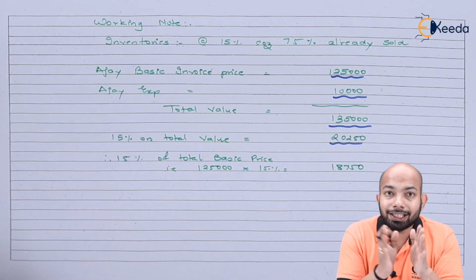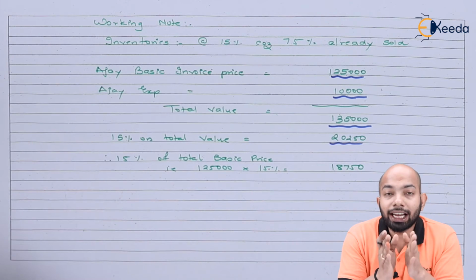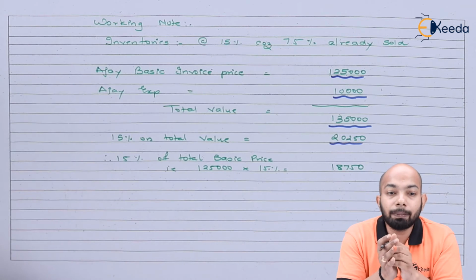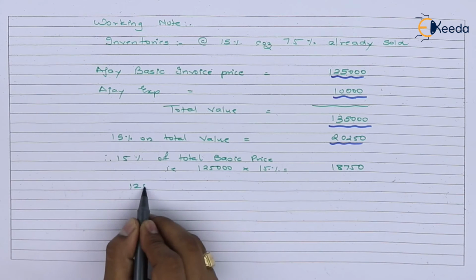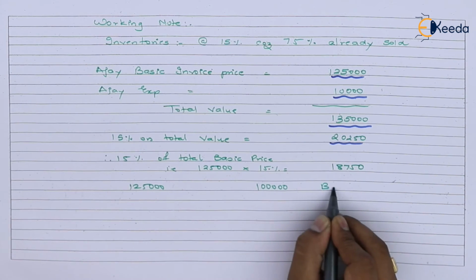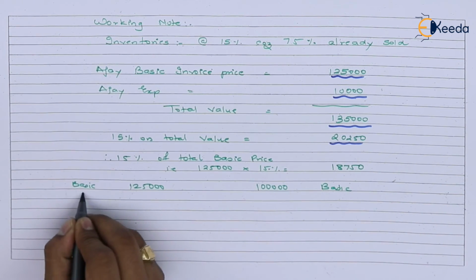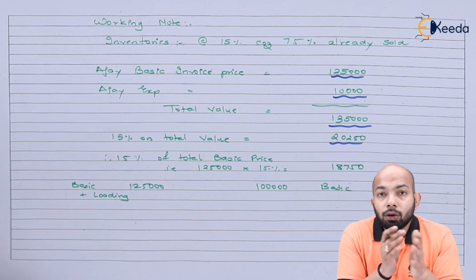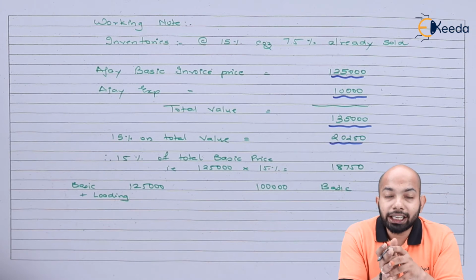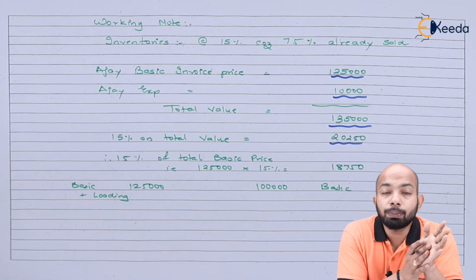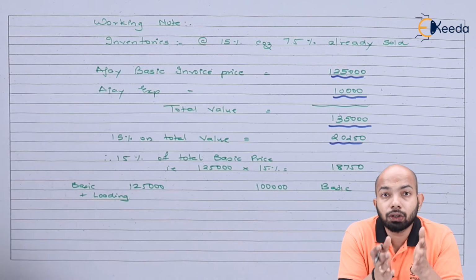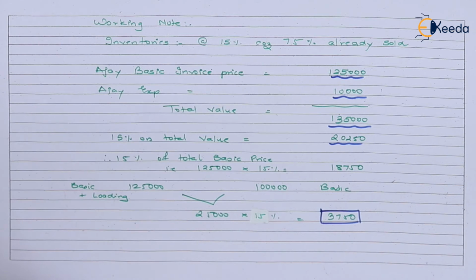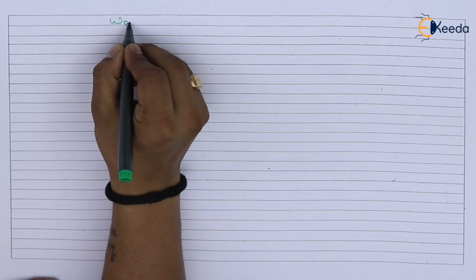So to give you a bifurcation, let's do it in this way. 1,25,000 is cost plus additional price on it, and 1 lakh is the basic cost. So 1 lakh is the basic, 1,25,000 is the basic plus loading. So the balance 25,000 is also supposed to be taken at 15%. So 15% of that is also supposed to be calculated. So the total closing stock has been figured out. Now let's go ahead and calculate the commission part.